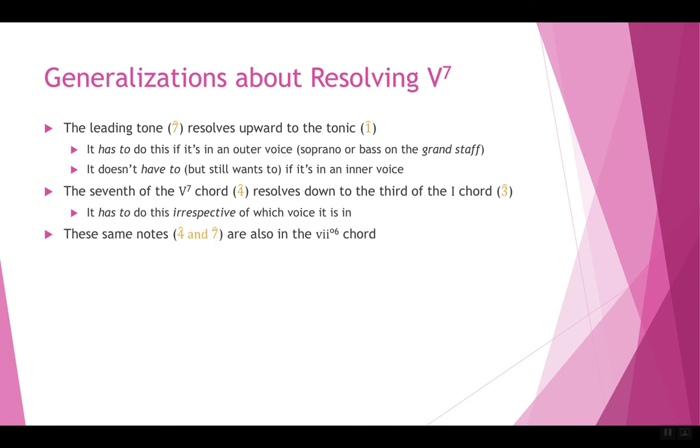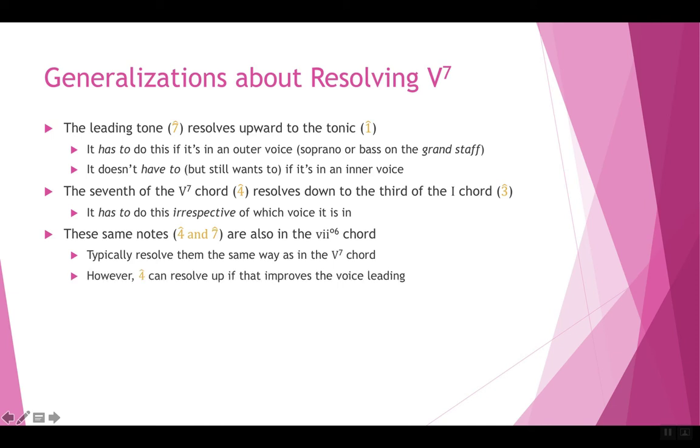These same notes, scale degree 4 and scale degree 7, are also in the 7-6 chord, as we've seen. Typically, you do want to resolve them in the same way as in the 5-7 chord. That means scale degree 4 would resolve down to scale degree 3, and scale degree 7 would resolve up to scale degree 1. But 4 can resolve up to scale degree 5 in the 7 chord if that improves voice leading. And we actually saw that in the Perotin cadence, the Machaut cadence, maybe even some of the Dufay or Dunstable cadences. Scale degree 4 was often going up to scale degree 5. You can't do that in the 5-7 chord. Scale degree 4 in the 5-7 chord is the 7th of the 5-7 chord. It has to go down. But if you're in this 7 chord, scale degree 4 could go up.